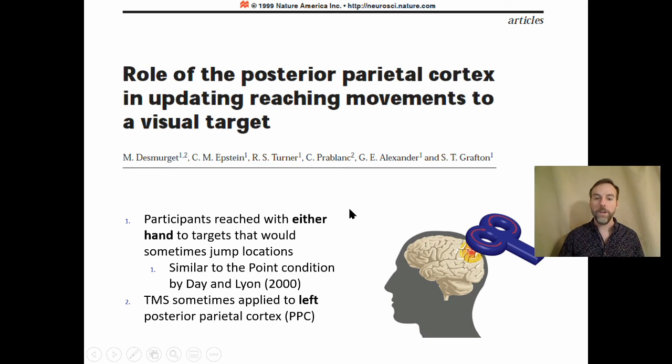So here's the experiment. It's very similar to the pointing task from Day and Lyon. We're not going to do anti-pointing, we're not going to do tracking, they're just going to do pointing. On some trials, participants will reach with their right hand, some trials they'll reach with their left hand, and the TMS will be occasionally applied to the left posterior parietal cortex. The last thing we need to know about the posterior parietal cortex is, just like the primary motor cortex, it has a contralateral organization. So the left posterior parietal cortex would allow me to make fast automatic corrections in my right hand. So when we TMS the left posterior parietal cortex, we should lose fast automatic corrections in the right hand, but the left hand should still have fast automatic corrections because they would be mediated by the posterior parietal cortex in the right hemisphere.